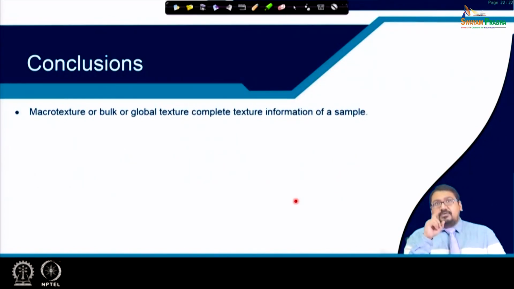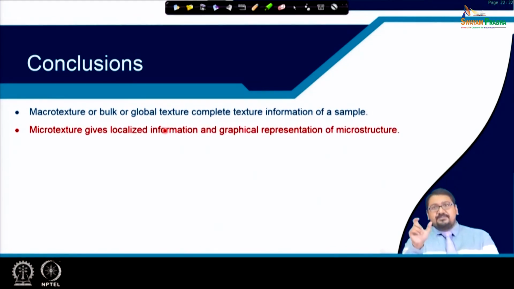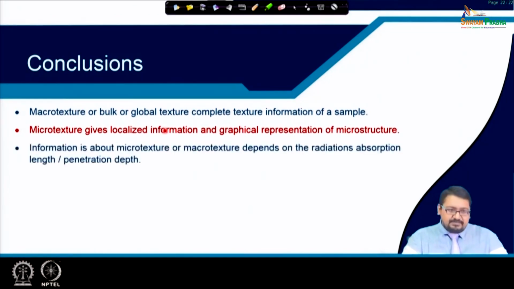So, what can be concluded? It can be concluded that macrotexture, or bulk texture, or global texture gives the complete information of the texture of the sample. That means it can give the property of that sample. Microtexture basically gives the localized information of the texture, and it can be shown in terms of a graphical representation like the inverse pole figure map that we discussed in the initial slides. It may not be the texture representation for the whole sample.